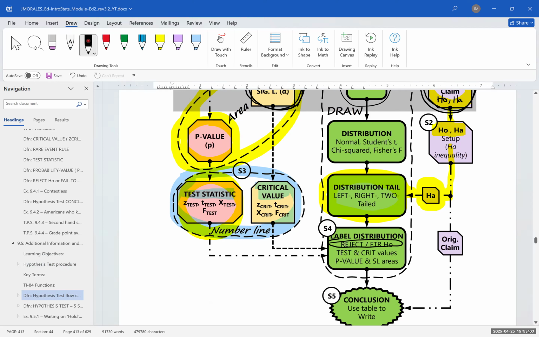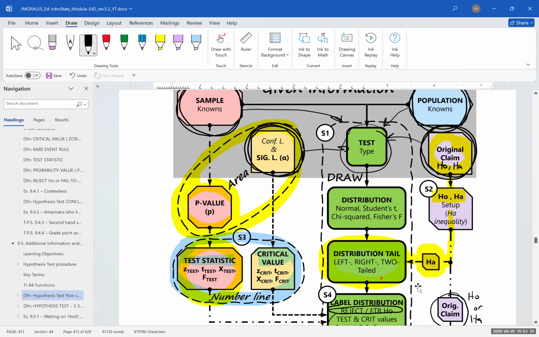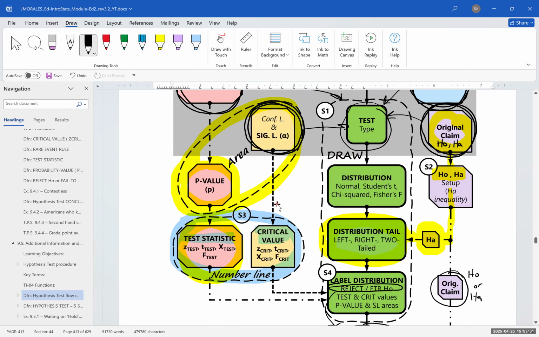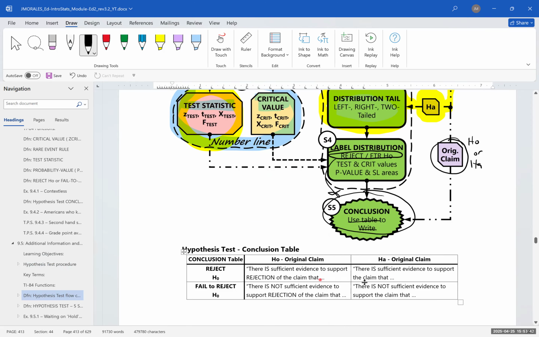And then at the very end, when you write your conclusion, you're going to factor in whether you were rejecting or failing to reject the null hypothesis, and then what your original claim was. Was your original claim the null, or was it the alternate? And you use the conclusion table here. So hopefully now you can see, or you remember, that initially you didn't know about some of these other things and how they all fit together in this flowchart, but now we've covered each of these parts individually. Now we're going to put all those individual parts together to come to a conclusion and use this conclusion table.